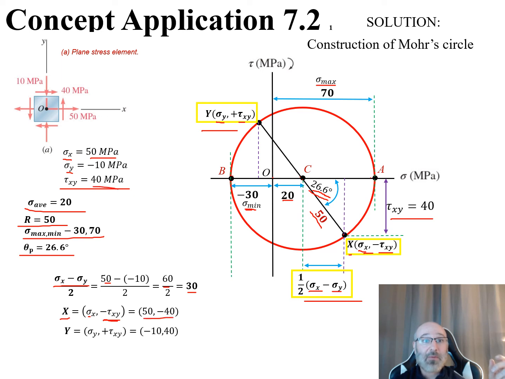So this is going to be 50 comma 40 for my coordinates right here on my sigma tau axis for my Mohr circle right there.